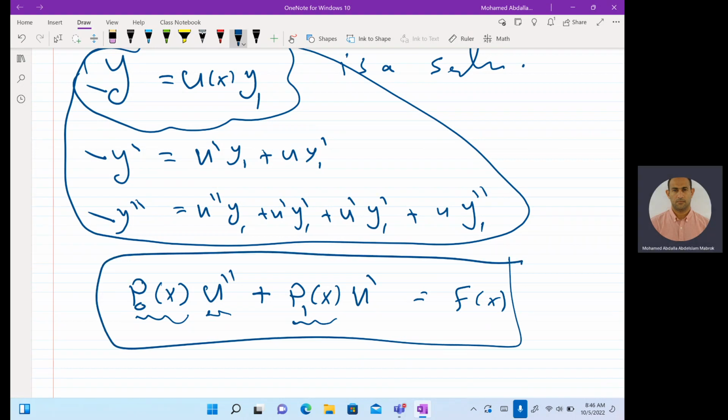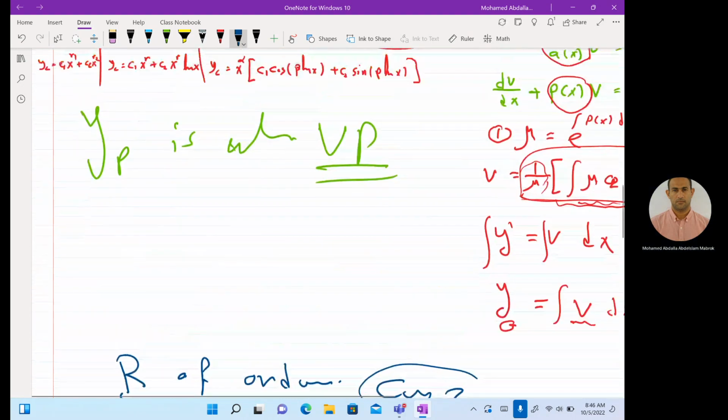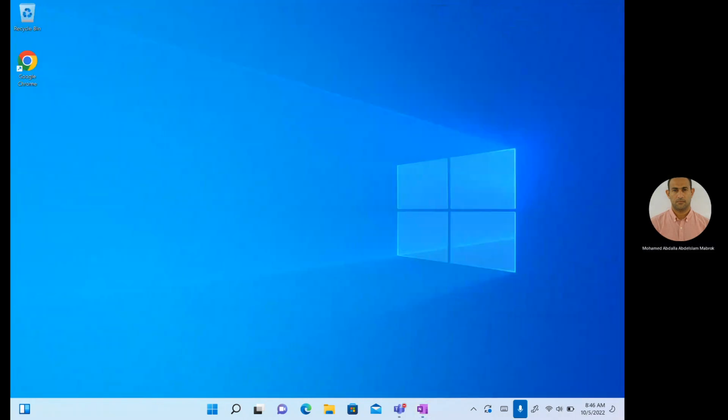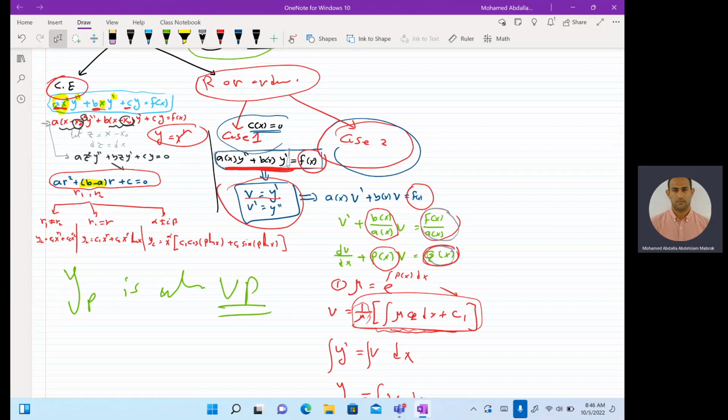All right, since we have this equation, is this something new for us? This is case 1. This is a second order differential equation that has no y in it, no u, or c of x equals 0. Then we can use what we did in case 1, which is assuming a new variable.